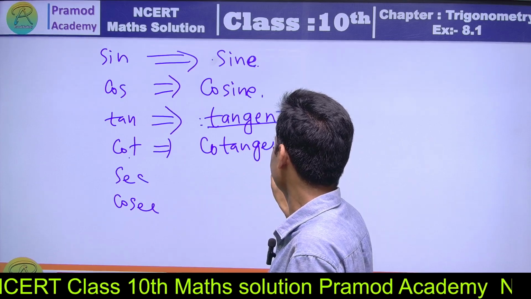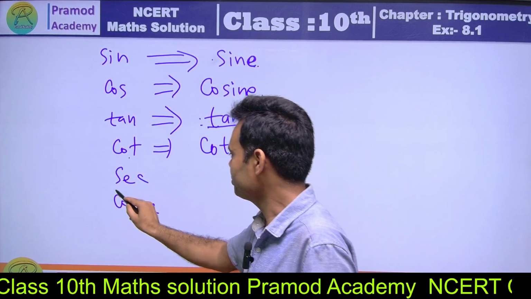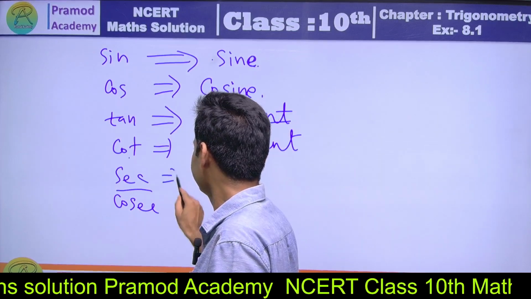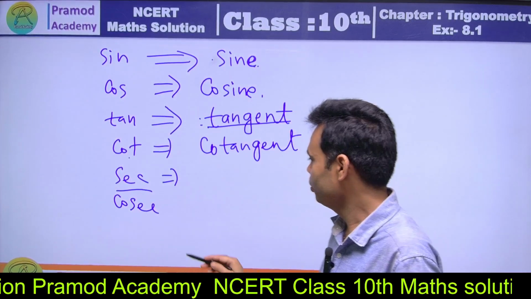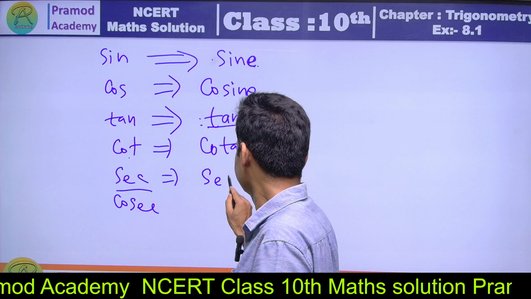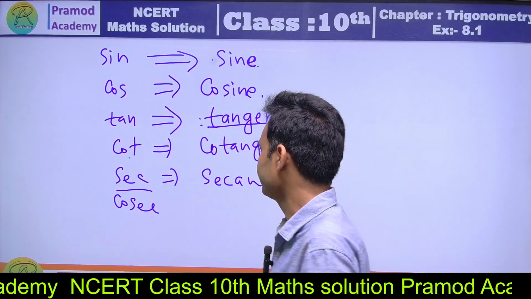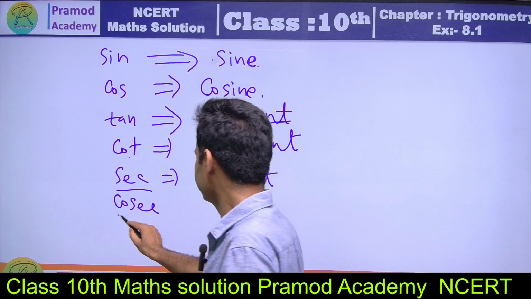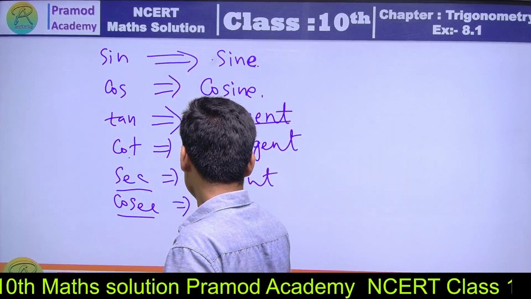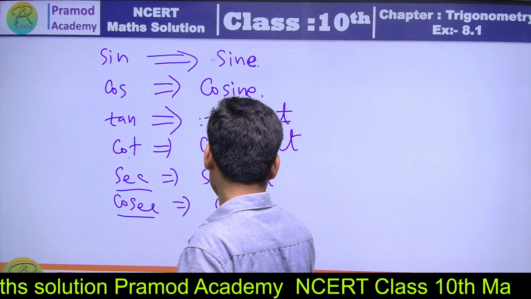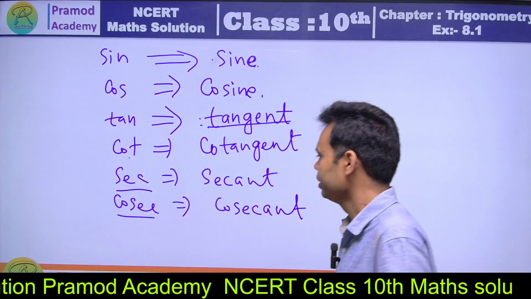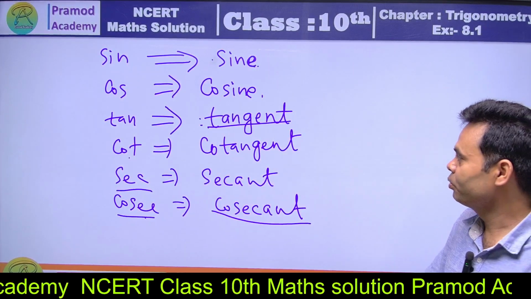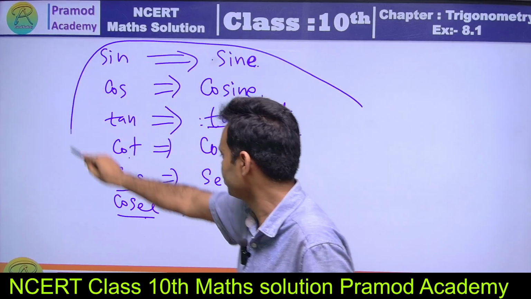What is the full form of sec? We will put ant at the end, so secant. This is the full form of sec. And then what is the full form of cosec? We will put ant here also, so cosecant. So this is the full form of all six trigonometrical ratios.